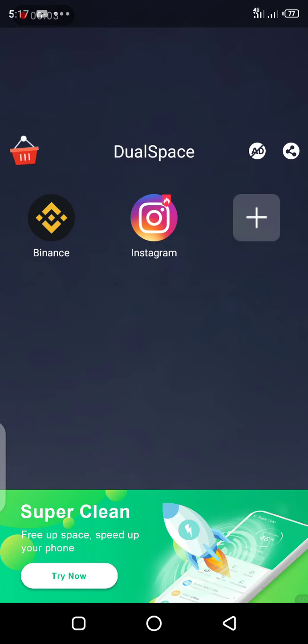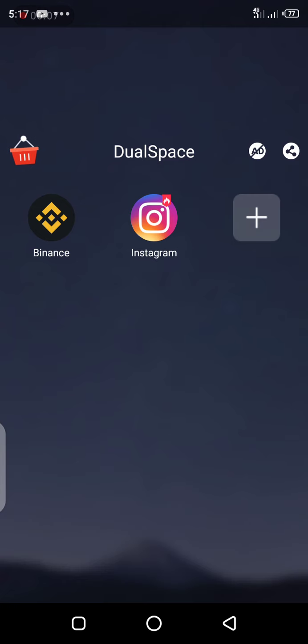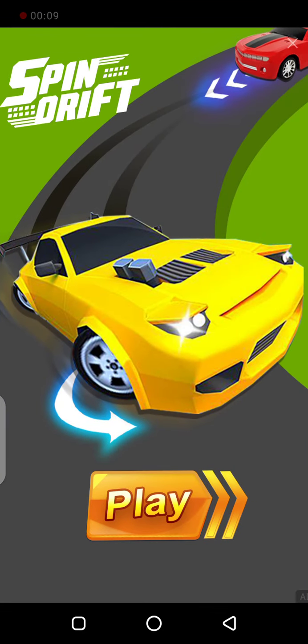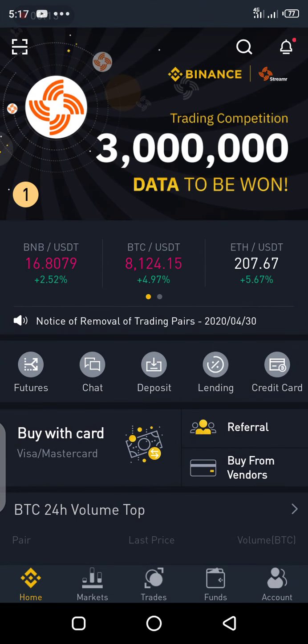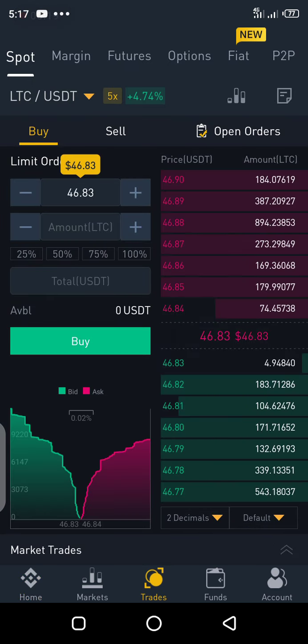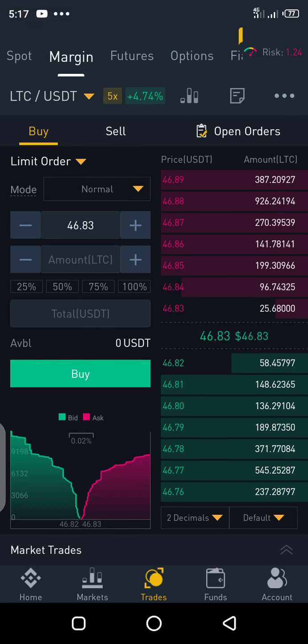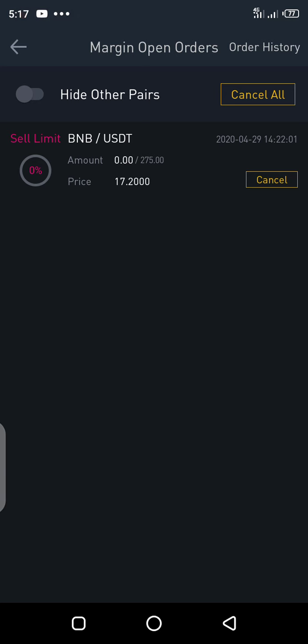Binance margin trading live example. Open Binance. Go to trades. Then go to margin. Now go to open orders.